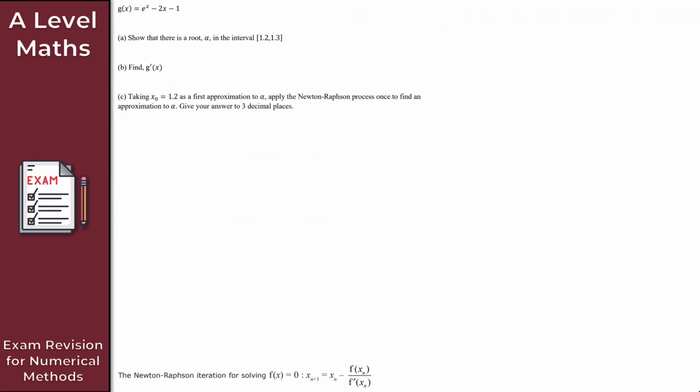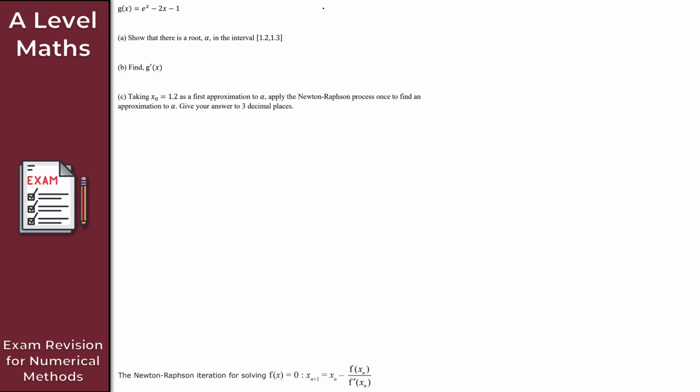So to get us started here then, let's begin with question 1. For this question, as we can see here, we're just given this function. So g of x is equal to e to the x minus 2x minus 1. Now for the first part of this question here, part A, all we want to do is show that there is a root alpha in this given interval.